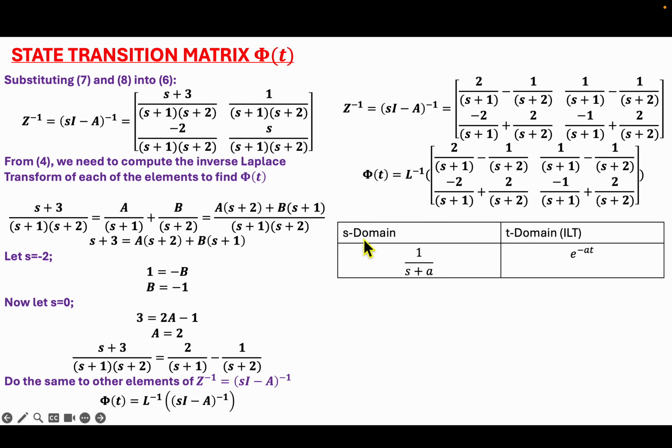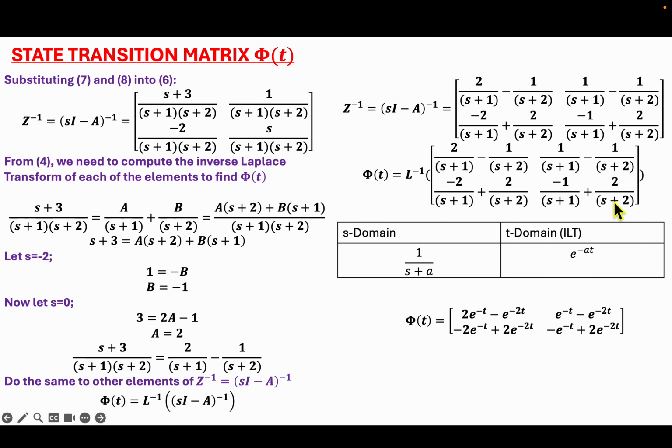So using this table, if I have an s domain of 1 over s plus a, then the inverse Laplace transform will just be exponential of minus at. So applying that to this equation, I will have this solution. As you can see, I have applied this table to this because 1 over s plus 1 will just be exponential of minus t, and 1 over s plus 2 will be exponential of minus 2t. So I will have 2 exponential of minus t minus exponential of minus 2t.